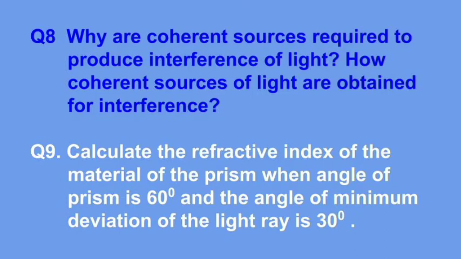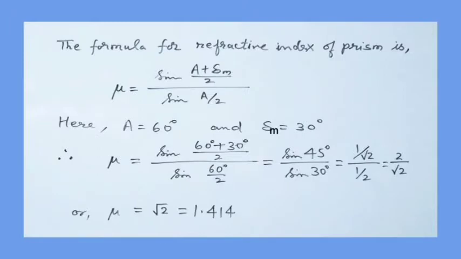So question number 9. Calculate the refractive index of the material of the prism when the angle of prism is 60 degree and the angle of minimum deviation of the light ray is 30 degree. We know the formula for the refractive index of the prism, that is mu is equal to sine (A plus delta m) by 2 divided by sine A by 2. Here A is equal to 60 degree and delta is equal to 30 degree.